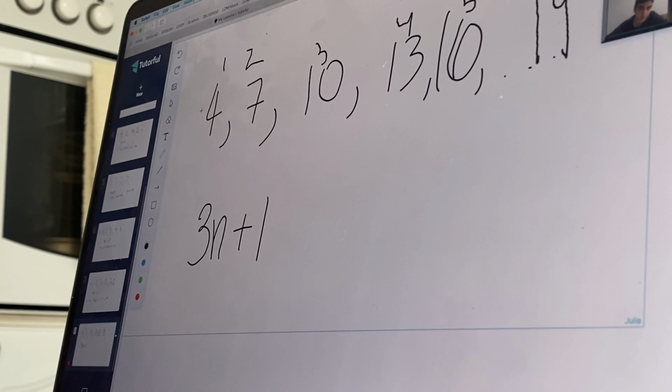Subtract 1, it becomes 3, which is 3 times 1. If you multiply 3 times 2, it becomes 6, and you added 1 here. Yeah, and then you do that for this one too.